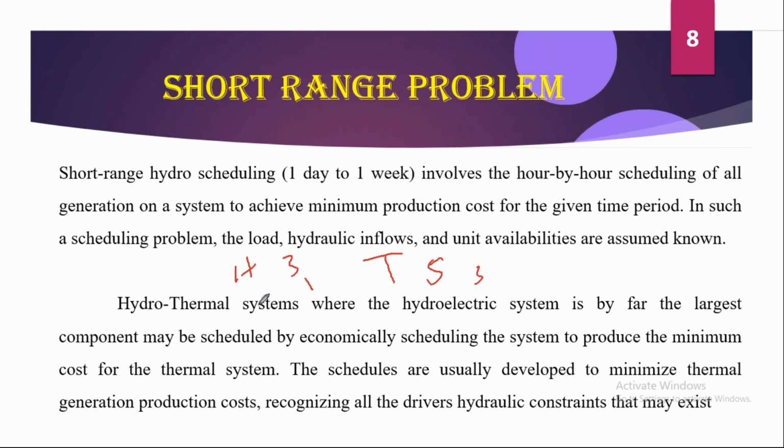And one more thing, a hydropower plant system where the hydraulic system is by far the largest component may be scheduled by economical scheduling. Why? Because this type of scheduling is economically oriented. We can reduce more cost while scheduling between these two power plants. And these schedules are usually developed to minimize the thermal generation production cost. If you combine the schedule, most probably we can choose the hydro power plant and automatically reduce the cost incurred by the thermal power plants. That is the reason why we are choosing the hydrothermal power plant. So this is about the short range problem.